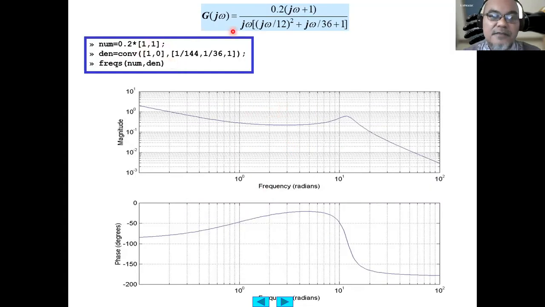So here the numerator is 0.2, 1, 1. Then the denominator is obtained by convolving this part. This is 1, 0, and this one is 1/144, the coefficient of the second degree j omega, and this coefficient is 1/36. Then 1 as the zeroth coefficient. Then we just display it using this function. It's straightforward.